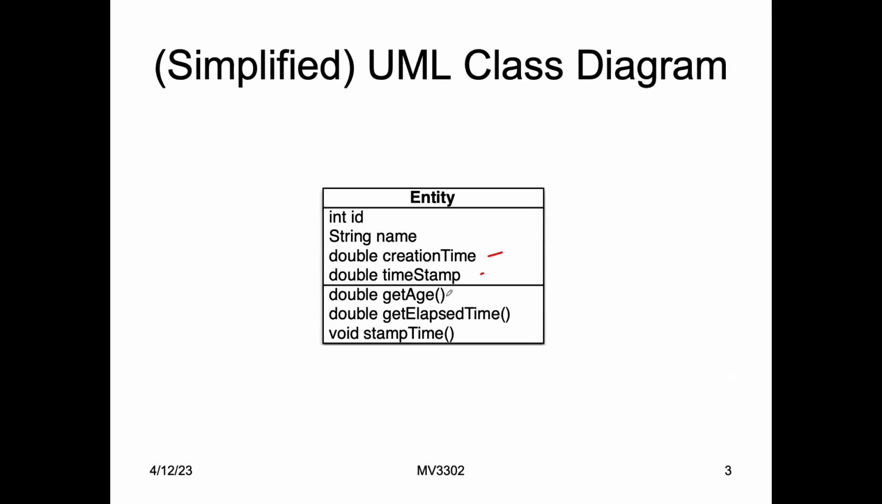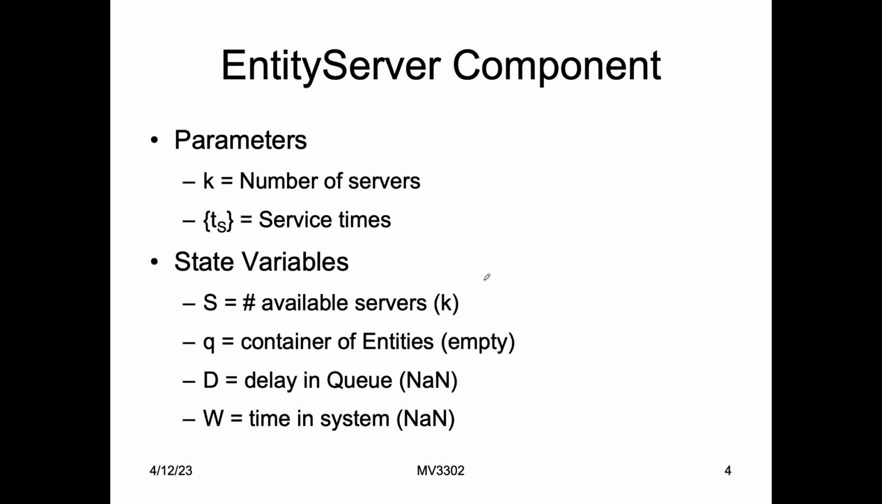And then this is again Java centric. The Python names are slightly different, but should be obvious. But I can get the age, the elapsed time, and stamp the time. So we now have these entity objects that we can play with. And so what can we do with them? Well, kind of doing this backwards, what I now want to do is the multiple server queue for the umpteenth time using these entities.